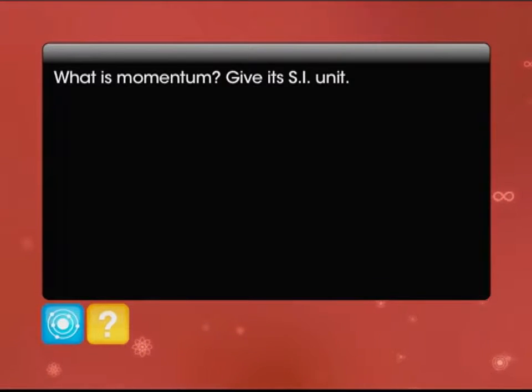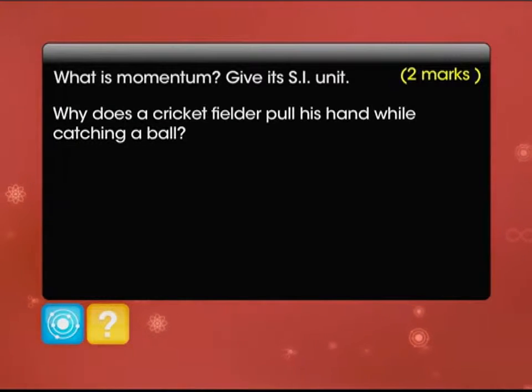Good luck. These probable exam type questions with their appropriate mark weightage will help you prepare for your exams. The question in the exam could be, 1. What is momentum? Give its SI units. 2 marks. Why does a cricket fielder pull his hand in the direction of the travelling ball while catching a ball? This is a 2-mark question and we've already done that. You may get this question.